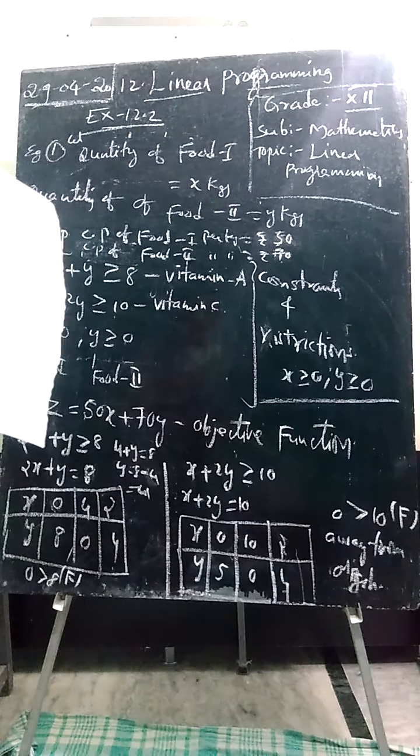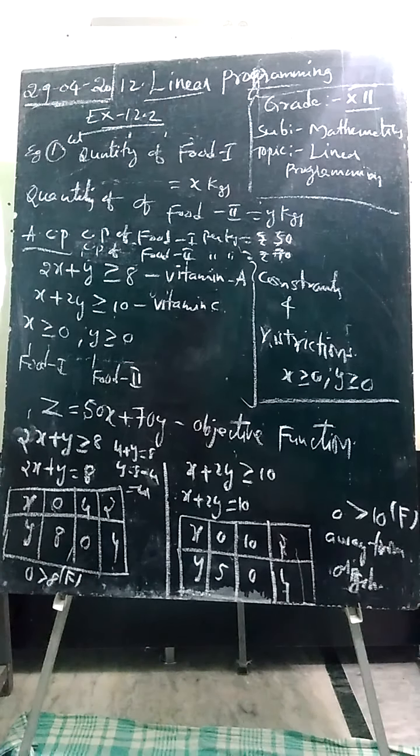In this order, A is (0, 8), B is (2, 4), C is (10, 0). Substituting these values in the given objective function, we will get the minimum value. That will be the minimized value, the minimum cost we are spending to get the maximum vitamin C and maximum vitamin A. This is the procedure, students.